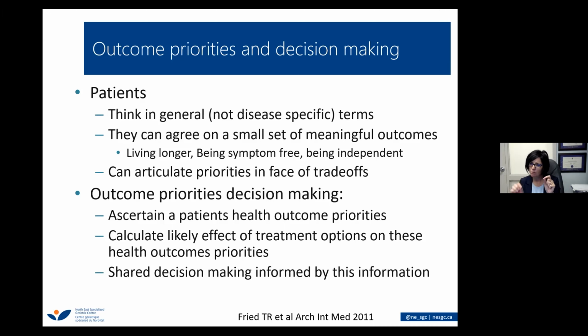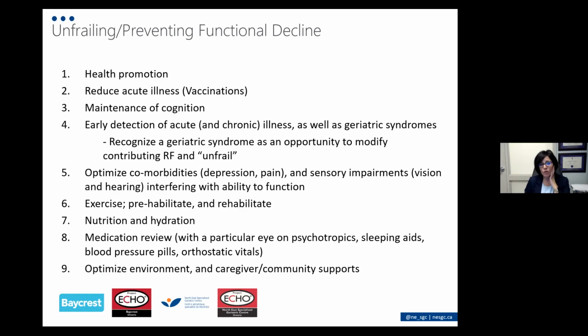So let's talk about what's most important to you and what matters most. Because if I treat this, I might make this a little bit worse. So let's talk about, is it living longer? Is it being symptom-free? Is it being independent? So those are things that help ground the conversation. So there are ways, like checklists, that can help you if you're seeing frailty.